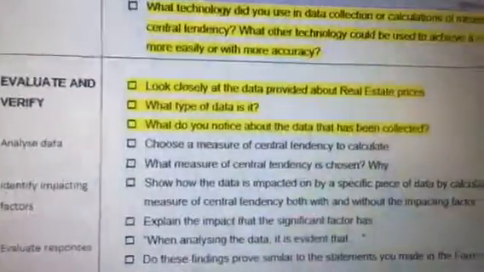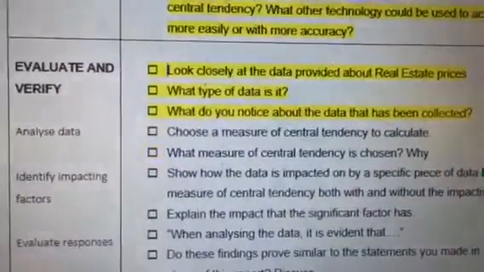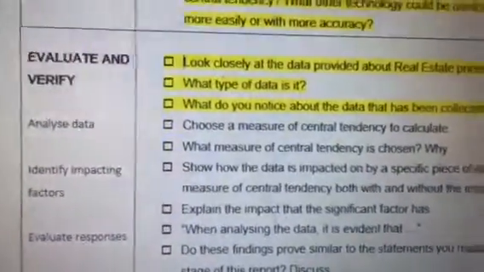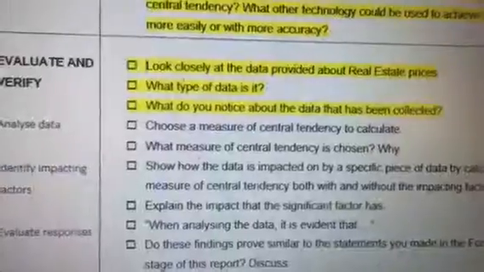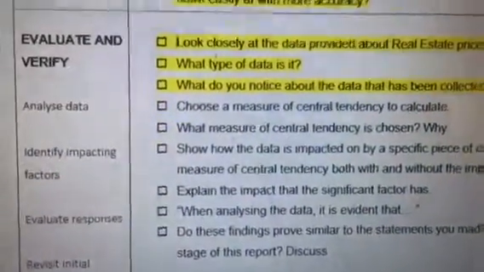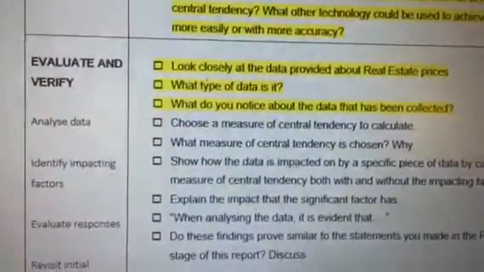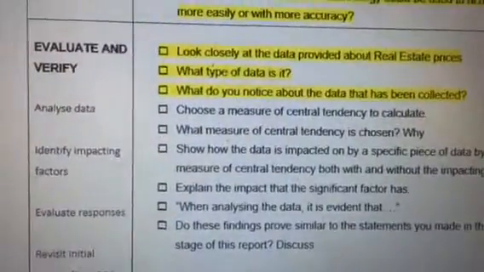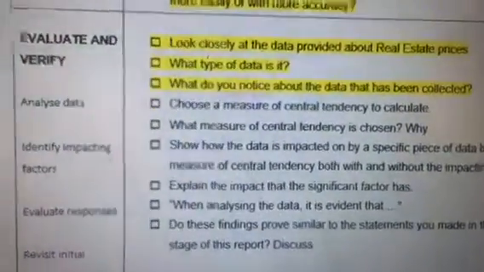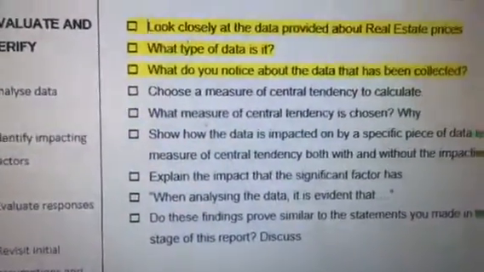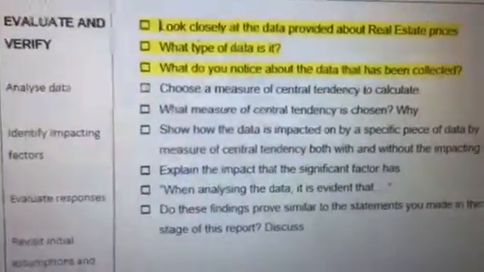Okay, so when you look closely at the data, hopefully you realise it is number data. Maybe you could give that a better word. What you should notice about the data is that there's 10 houses and their prices, and one of them is significantly different than the other 9. So you could tell me what that's called.